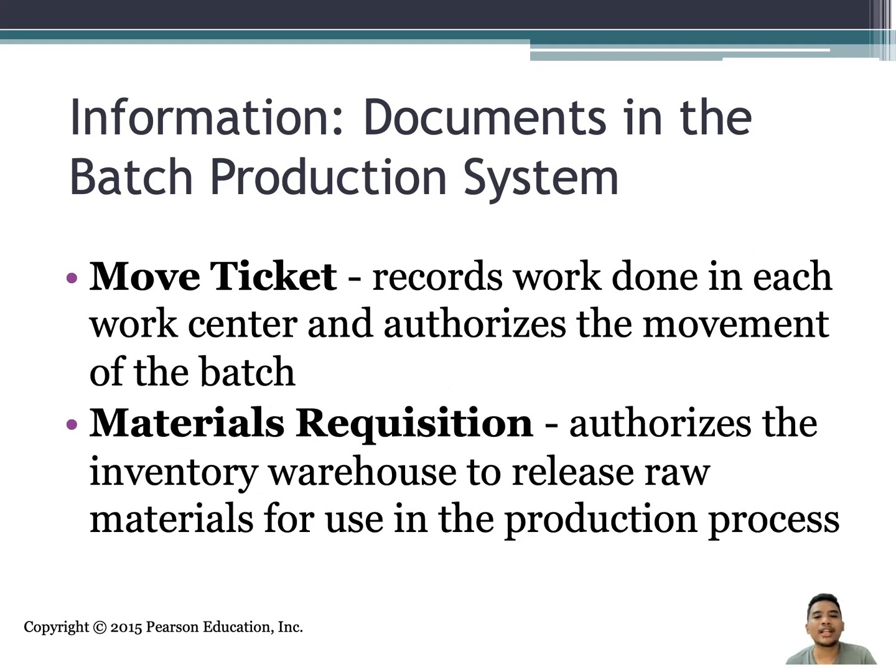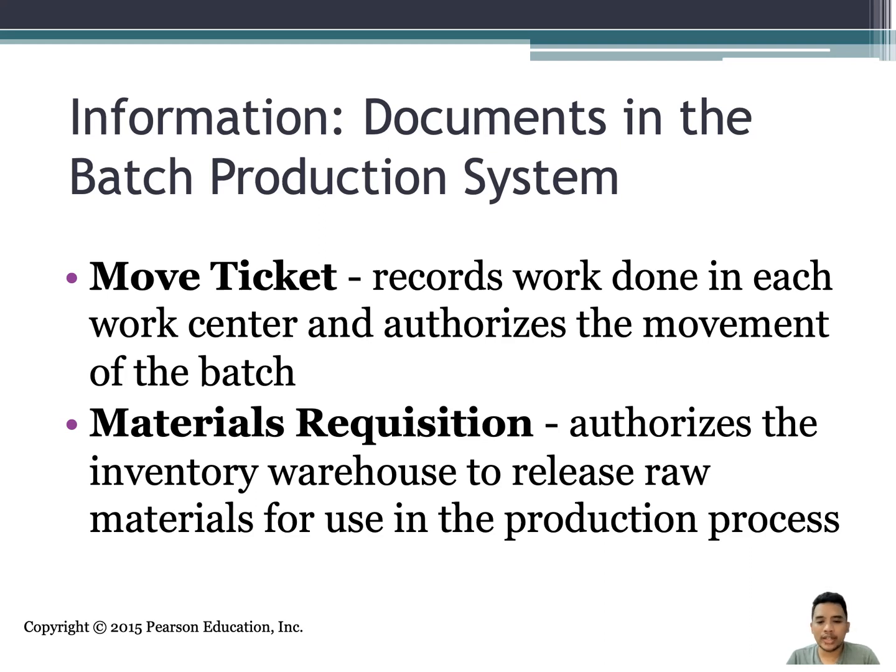Next, we have the move ticket. It records the work done in each work center and authorizes the movement of the batch. It's more of a clearance. The purpose of the clearance is to check whether or not the specific process has been done, and at the same time, whether it is approved for the next process. Some are classed as work in progress only because you have an overstock of inventory, so they halt the operation to preserve the specific quality of the materials.